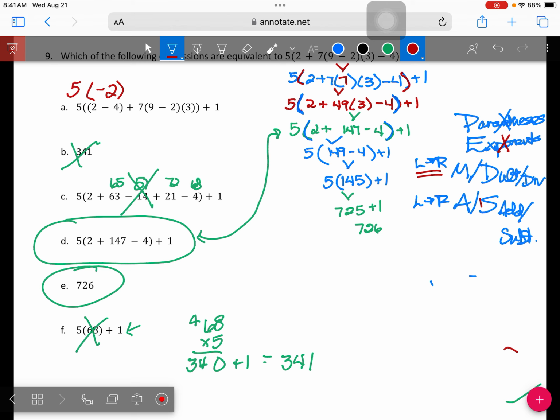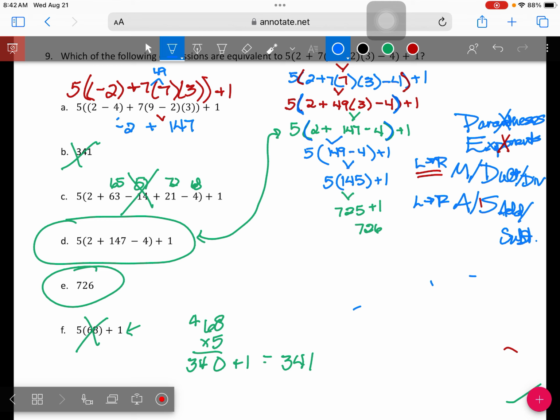We got the 5 on the outside, plus 7 times. What's 9 minus 2? 7. Gosh, we got another 3, another parentheses, plus 1. I'm kind of going up, although I can't go up a lot. What would I do next? So I have 5 parentheses, negative 2 plus 7, parentheses 7, parentheses 3, parentheses plus 1. 7 times 7 would be 49. And I know in the next one I would multiply again. 49 times 3 is 147.